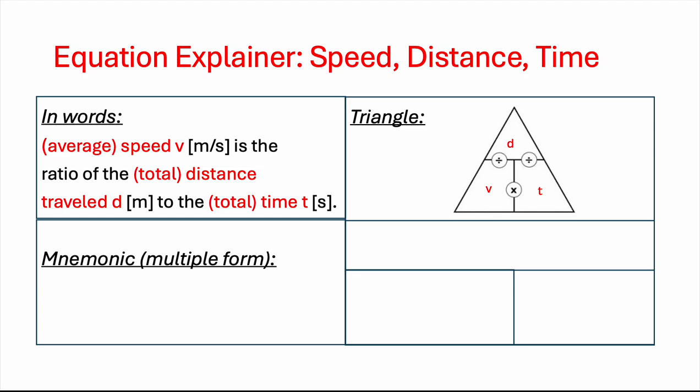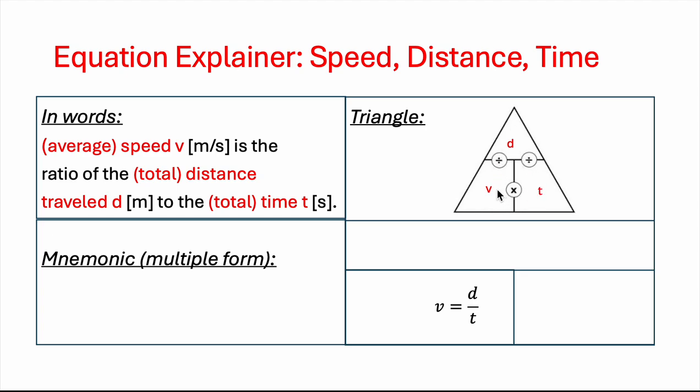Why do we organize the triangle in that way? Well, let's look at our definition again. We've got V is the ratio of D to T. Speed is the ratio of distance to time. Well, if I was calculating speed, V, I would need to divide the distance by time. And that's why we put the distance in the top and the time in the bottom. And then the speed is also on the bottom here. If I want to calculate speed, I cover up V, and that's D over T.